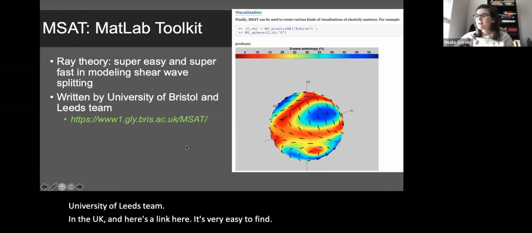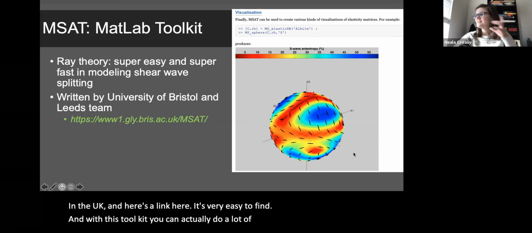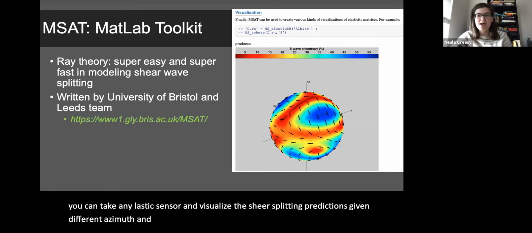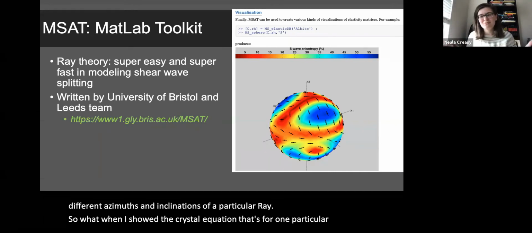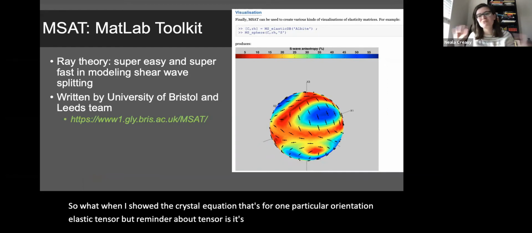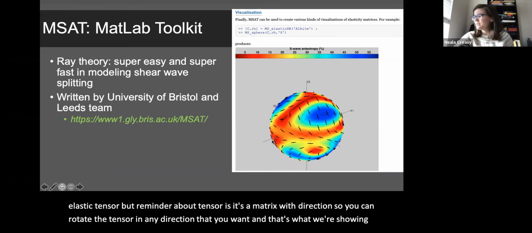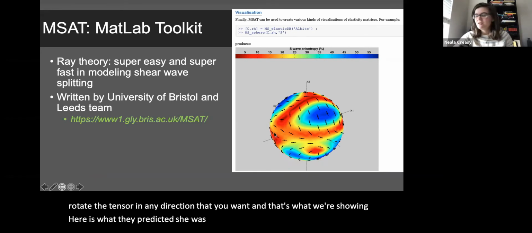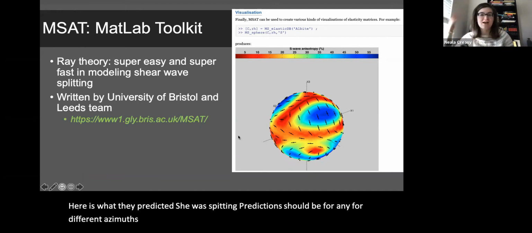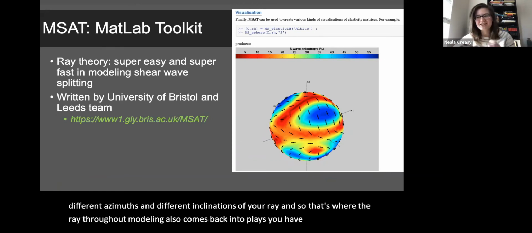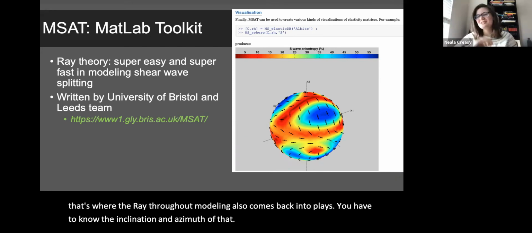With this toolkit, you can do a lot of visualization, such as this, where you can take any elastic tensor and visualize the shear wave splitting predictions given different azimuths and inclinations of a particular ray. When I showed the Christoffel equation, that's for one particular orientation of the elastic tensor. But a reminder of what a tensor is: it's a matrix with direction, so you can rotate the tensor in any direction you want. That's what's shown here: the predicted shear wave splitting for different azimuths and inclinations of your ray. That's where the ray theoretical modeling comes back into play, because you have to know the inclination and azimuth of that ray, and assume the infinite frequency approximation.